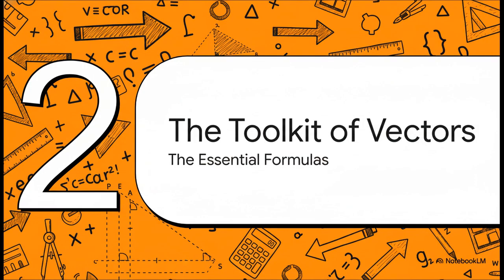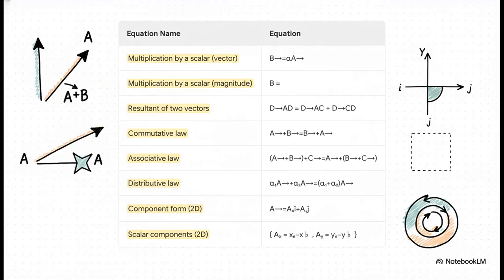All right, with the language down, let's get into the toolkit. We've got the words, now let's look at the grammar, the actual equations we use to work with vectors. These are the formulas you absolutely need to know from Chapter 2. This first group of equations, this is the bedrock. It's the absolute basics of vector algebra.